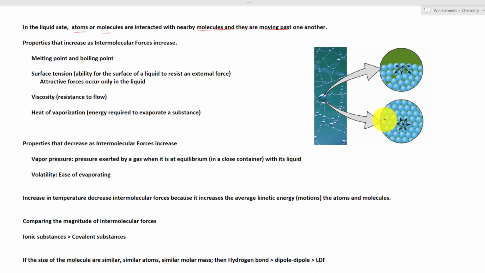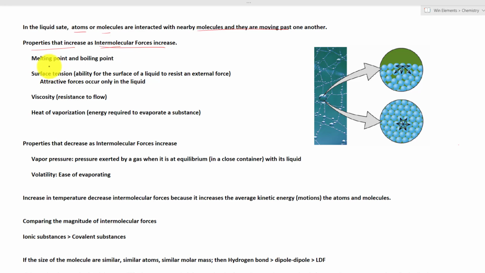Okay, so let's look at the different properties of liquid in terms of intermolecular forces. So here are the common properties of liquid that also increase as the intermolecular forces increase. When we talk about intermolecular forces, we are talking about the forces between the molecules, okay? So we're talking about how strongly they are holding together. The greater the intermolecular force, the greater the strength holding the molecules together.